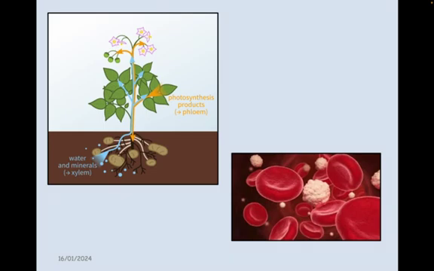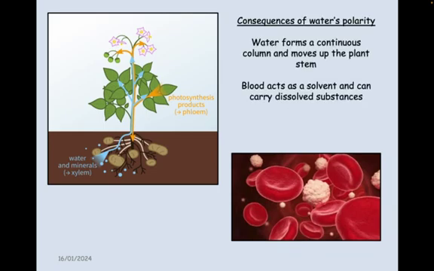What are some consequences of water's polarity? Well, first of all, water forms a continuous column and moves up the plant stem. Secondly, blood acts as a solvent and can carry dissolved substances like glucose.